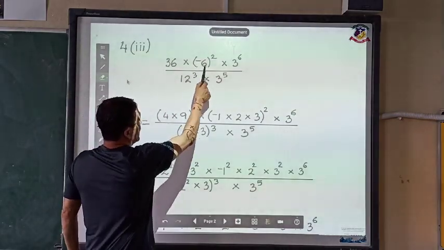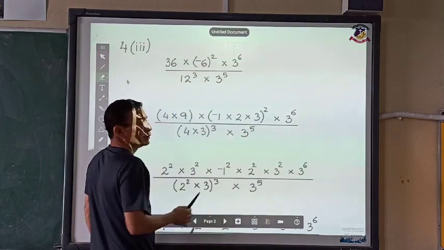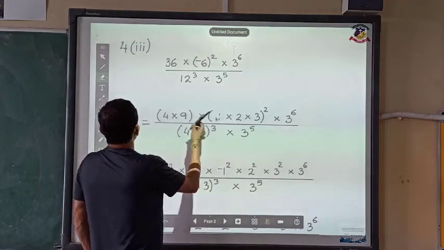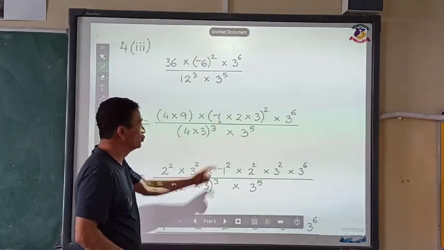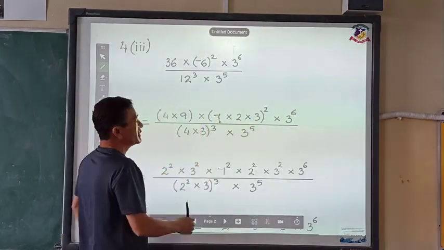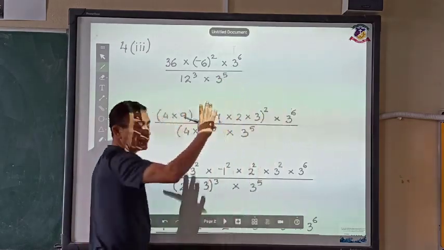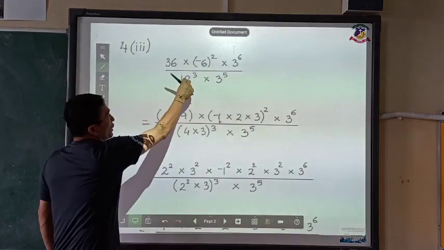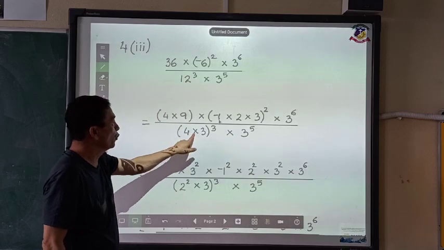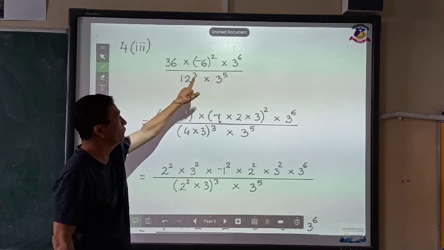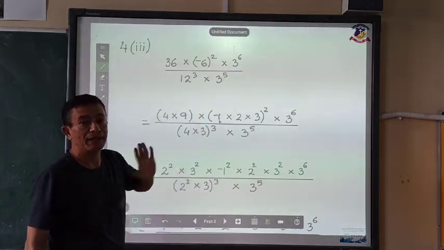Multiplied by negative 6, I have made it minus 1 into 2 into 3. So minus 1 into 2 is minus 2. Minus 2 into 3 is minus 6. And I've left the whole square as it is. Multiplied by 3 to the power of 6 as it is. Moving on to the denominator. This 12 has been converted to 4 into 3 to the power of 3. And I've left multiplied by 3 to the power of 5 as it is.